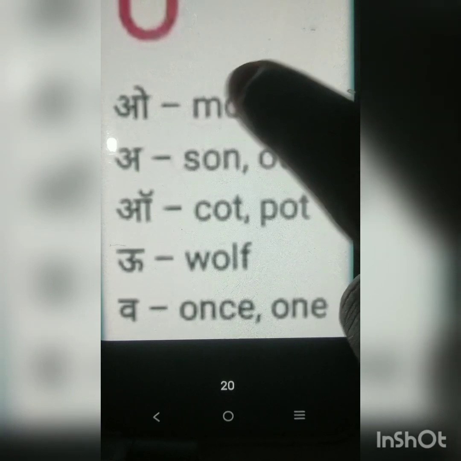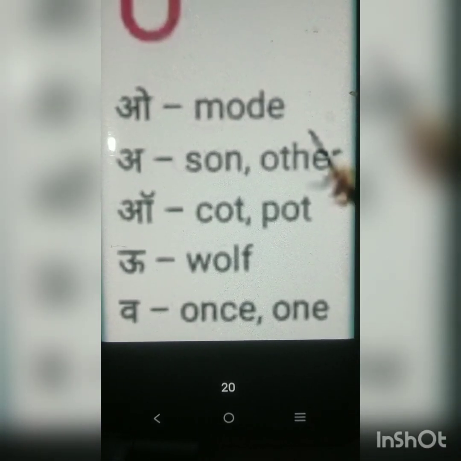Okay. So the O sound, you see, mode. Tell me, mode. Next one is the A sound. Now tell with me, son, sun. You see the A sound is sun. Next one is other. Other, other.